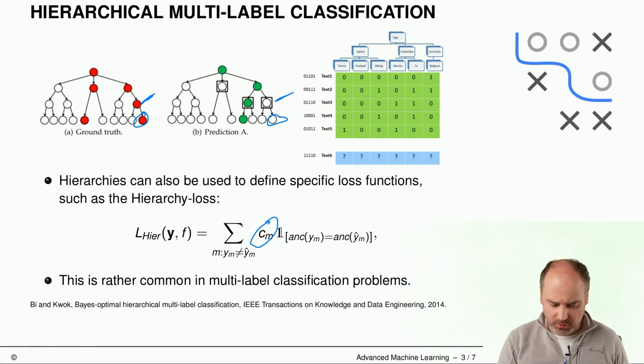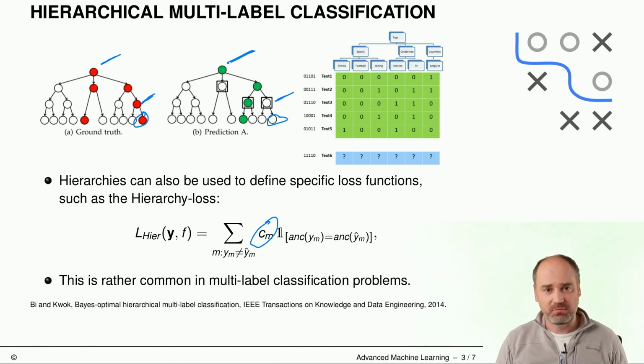So if an error happens further up the tree, then we care about this a bit more than an error regarding the detailed categorization further down the tree. And this can be designed, again, based on prior knowledge as you want.